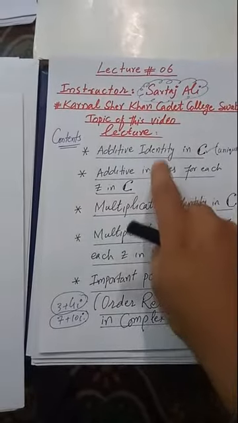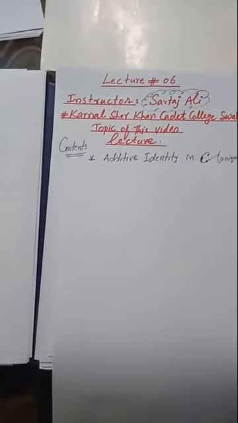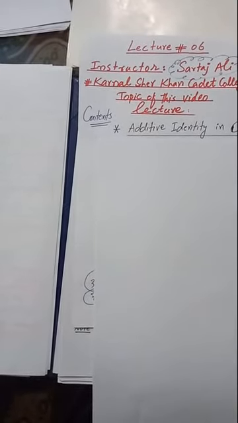So moving towards the additive identity. What is additive identity? I will briefly explain that point, and then we will see the proper definition of additive identity. First I discuss the additive identity in R, which will provide the background for the additive identity in C, meaning the set of complex numbers.